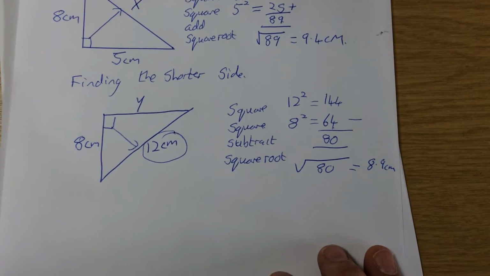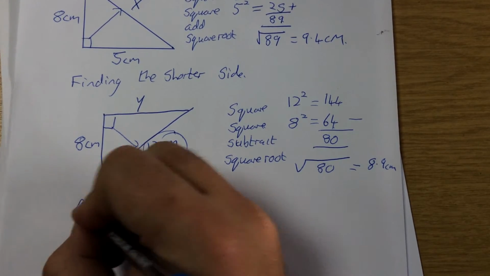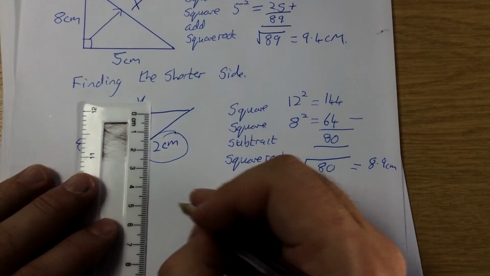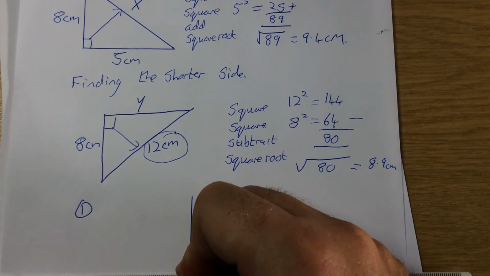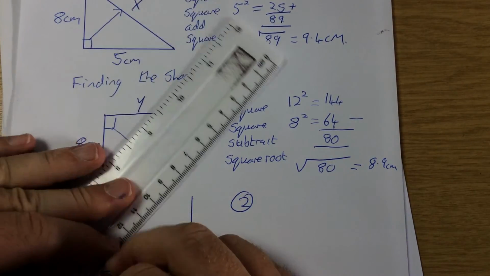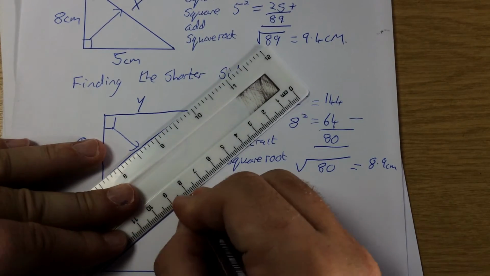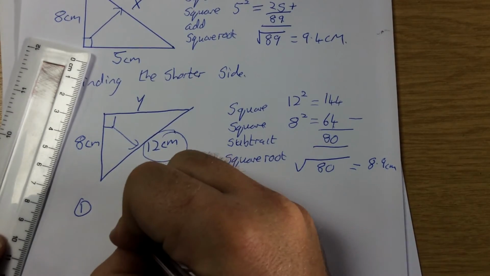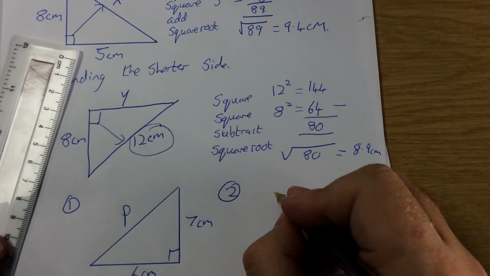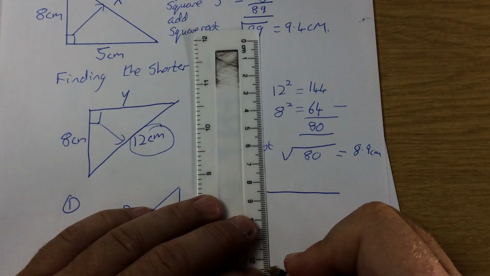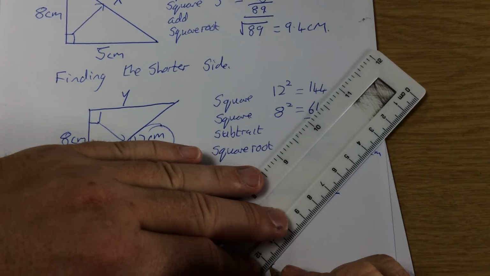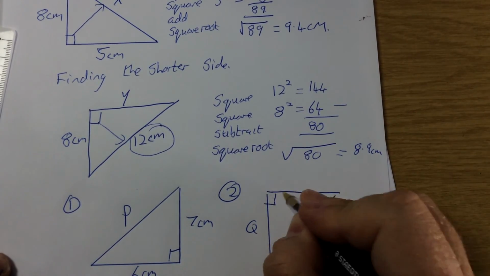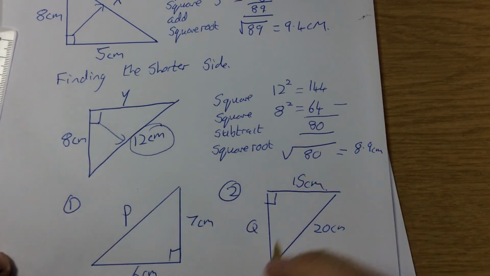What I'd like you to do, once you've got those two examples, I'm going to give you two of these questions to try. One of them is going to be finding the hypotenuse, and one of them is going to be finding the shorter side. So let's have a little quick go at these two questions for me, please. You're finding P on the first one. And on the second one, you're finding Q. Good luck.